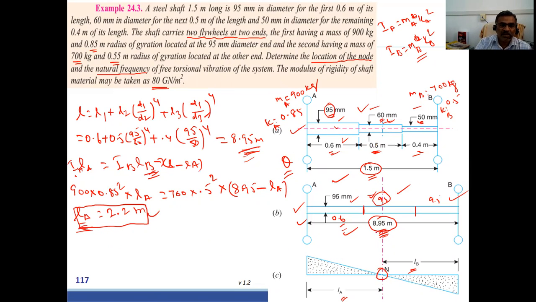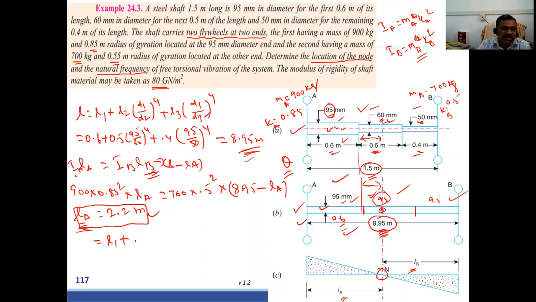Assume that LA is somewhere here. For the original shaft and the equivalent shaft, up to this distance, the diameters are the same, so the same distance will be there. So the remaining distance only. What is the remaining distance? This will be 2.2 minus 0.6. That you have to convert into original length. L1 will be as it is, because the L1 diameter is the same as this. As far as L2 is concerned, this diameter and this diameter are not the same.